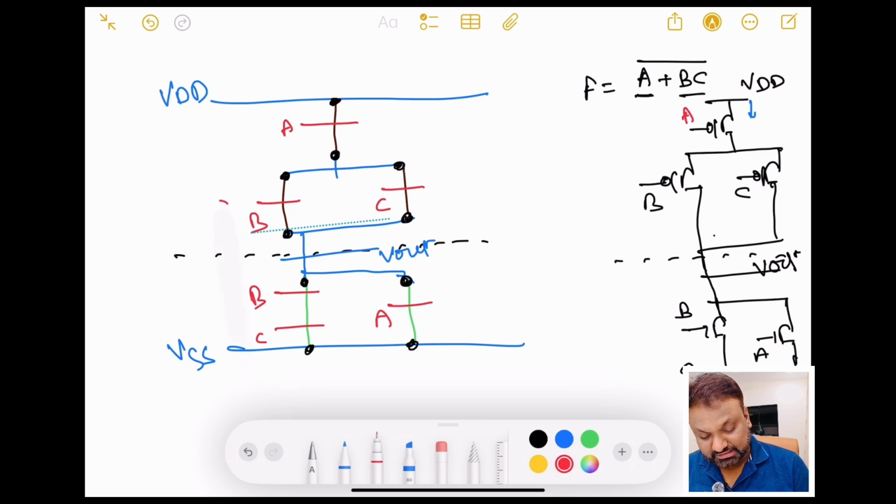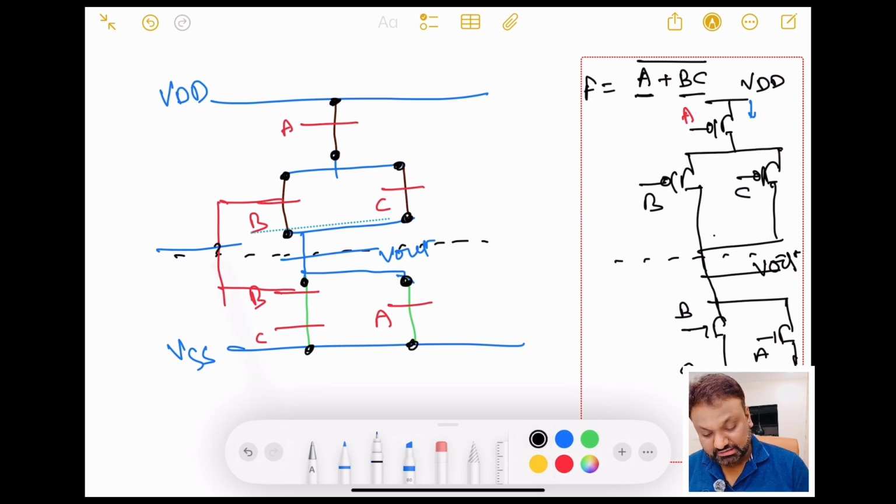And now we will connect A with A and B with B and C with C. So because the distance is less, I will connect it through polysilicon for B, and I will have a metal here, such that this is nothing but B input. Clear? And for A, let us try to take it from inside.